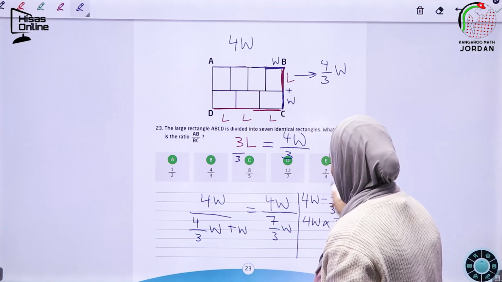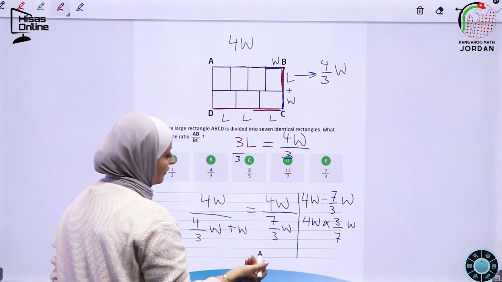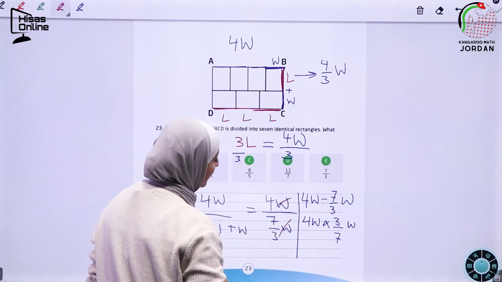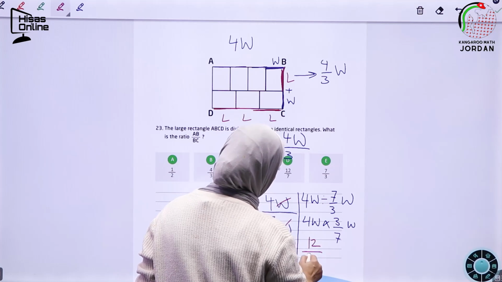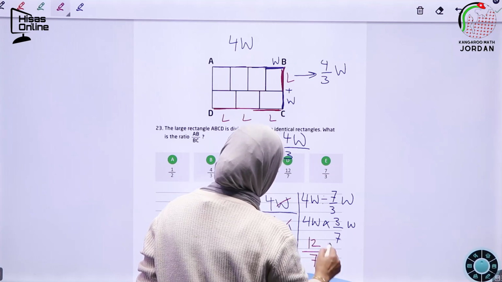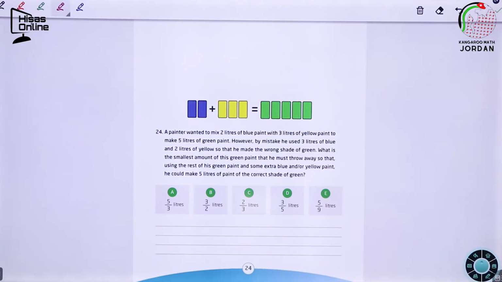So for sure, the W will be crossed by the top W and the down one. But let's find the last answer and hang this way. So 4 times 3 is 12 over 7. This is my answer.